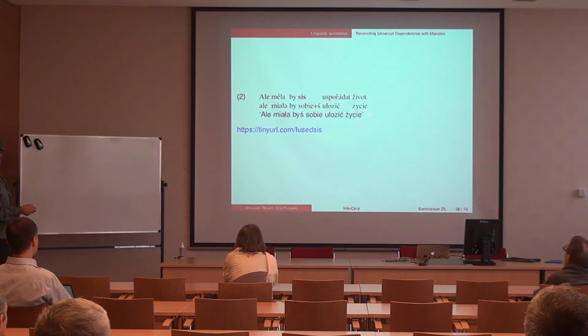Miałabyś sobie ułożyć życie. So in Czech you have this form cis, which is a fused pronoun and reflexive particle, and this clitic auxiliary. So this is the gloss in Polish. So how do you represent that?